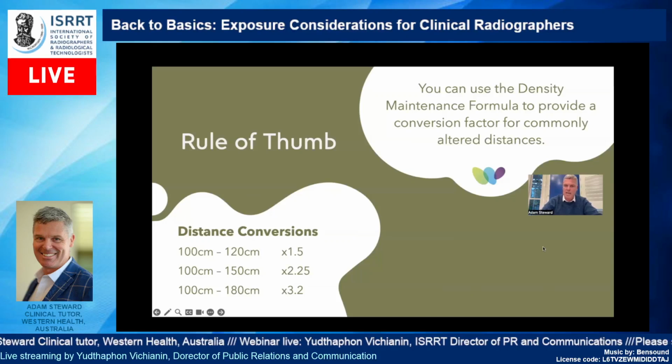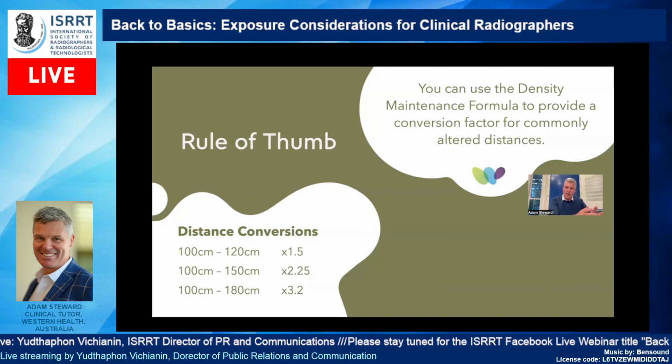That's a good example of how to utilize the density maintenance formula and alter your exposure given the distance. This is really useful for things like horizontal beam hips, or mobile chest X-rays, where you inadvertently are changing to much greater or much shorter distances. It allows you to quickly calculate what change you need to make given this condition.